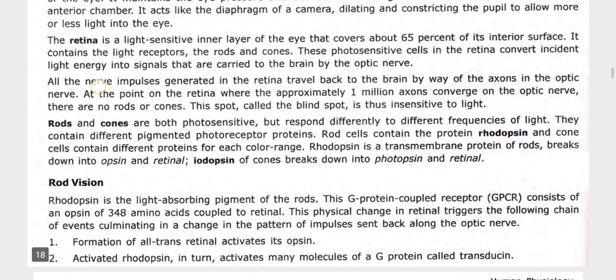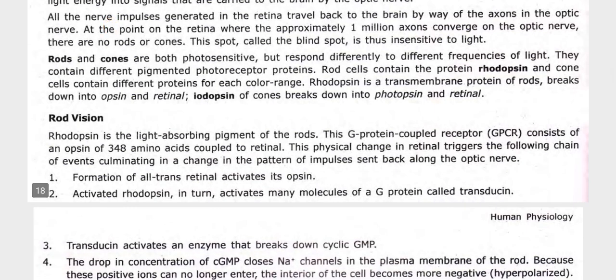Rods and cones are both photosensitive but respond differently to different frequencies of light. They contain different pigmented photoreceptor proteins. Rod cells contain the protein rhodopsin, and cone cells contain different proteins for each color. Rhodopsin, a transmembrane protein of rods, breaks down into opsin and retinal. Iodopsin of cones breaks down into photopsin and retinal.